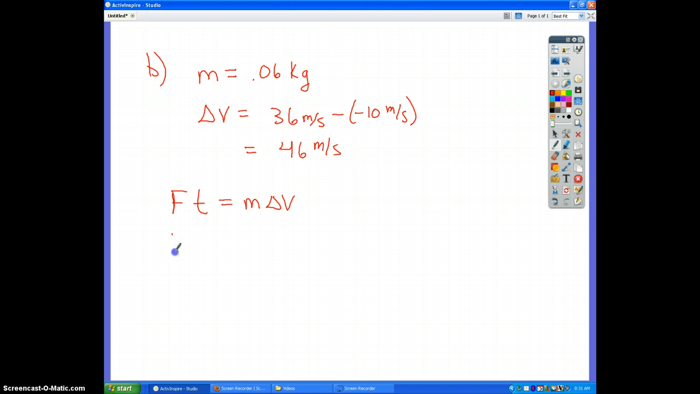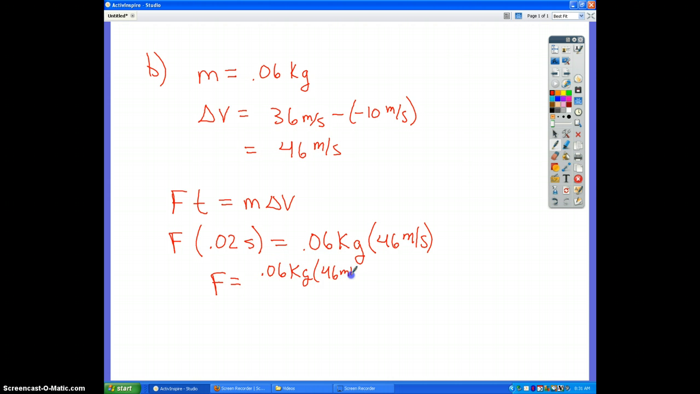Now we can plug all our variables in. Of force, we said that the time from the previous part of the problem was 0.02 seconds. That's equal to the mass, which is 0.06 kilograms, times the change in speed, which we determined was 46 meters per second. We can rewrite the equation to have F on one side, so that'd be 0.06 kilograms times 46 meters per second. We'll divide that by 0.02 seconds.